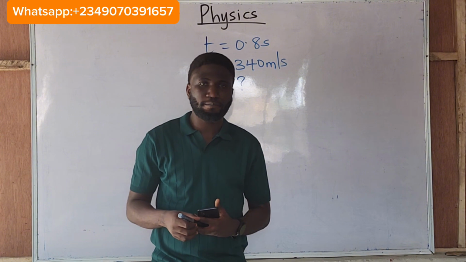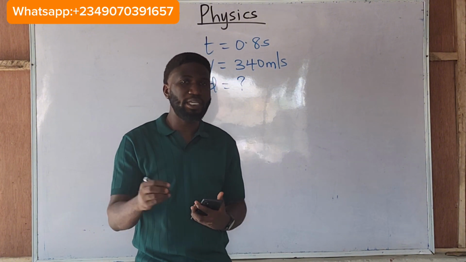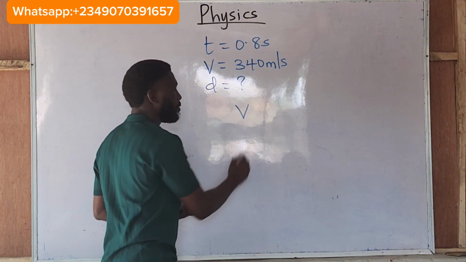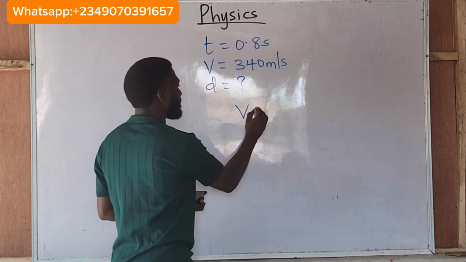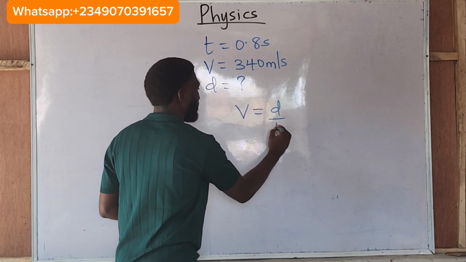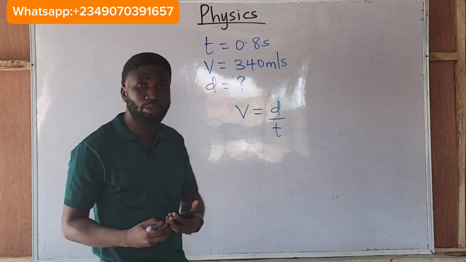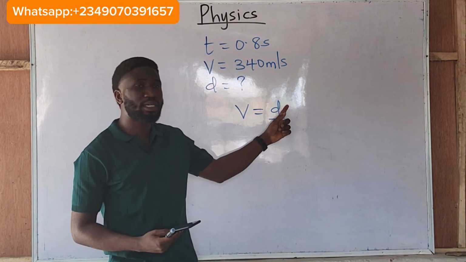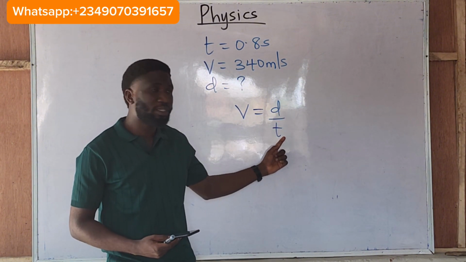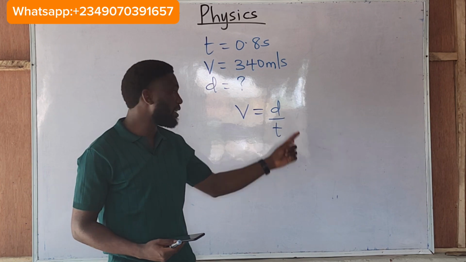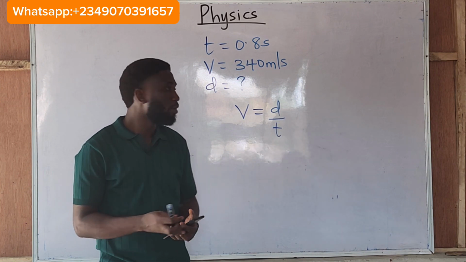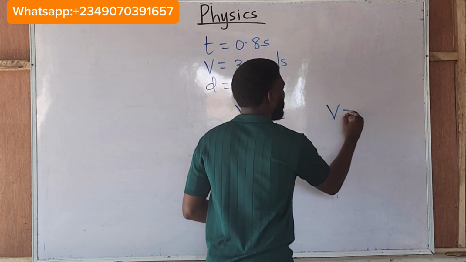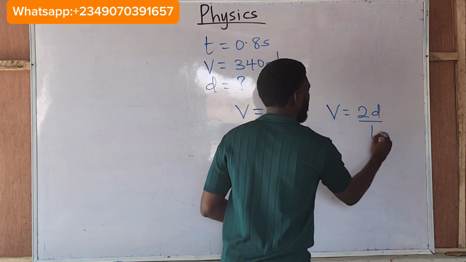So now, v, which is the speed, has its formula to be distance over time. We all know that speed is distance over time. The d here represents the distance, and then the t here represents the time. The distance is in meters, and then the time is in seconds. So I can also have v to be 2d over t.